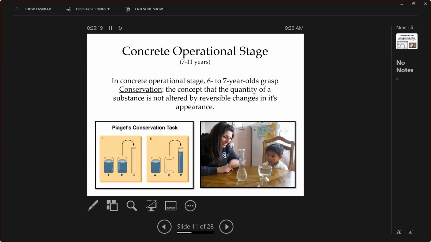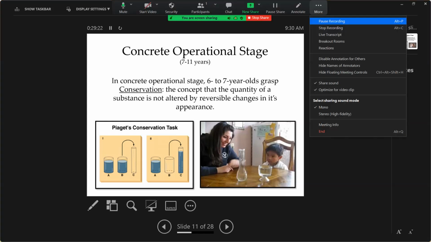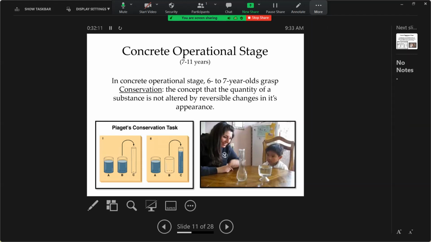And then we can talk about it a little bit. But when they do get it, it's so obvious. Like, yeah, you poured it in there. So yeah, they're the same. And that's the idea behind conservation, that I can alter the way that things look.